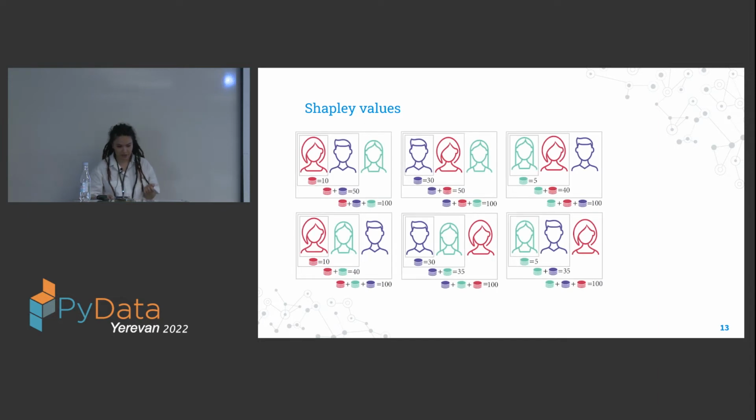Let's imagine we have players and we are playing a game. So these players, it is very important to understand how much each player contributes to the game. First, if we have 3 players, we need to consider all their possible joining orders, like which one joined when and how much they contributed to the game.